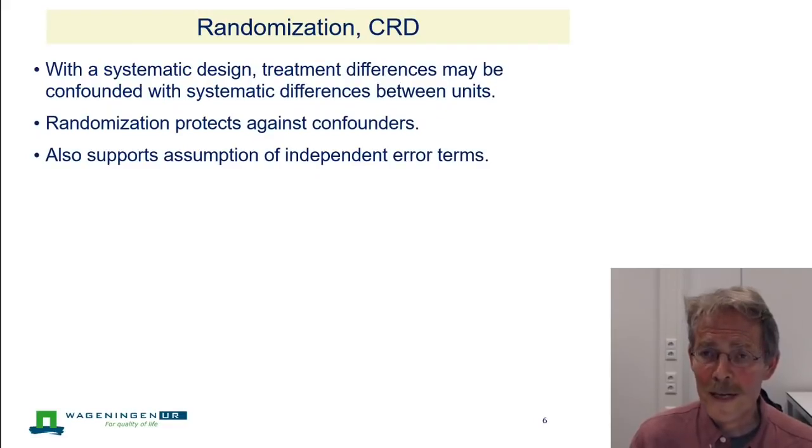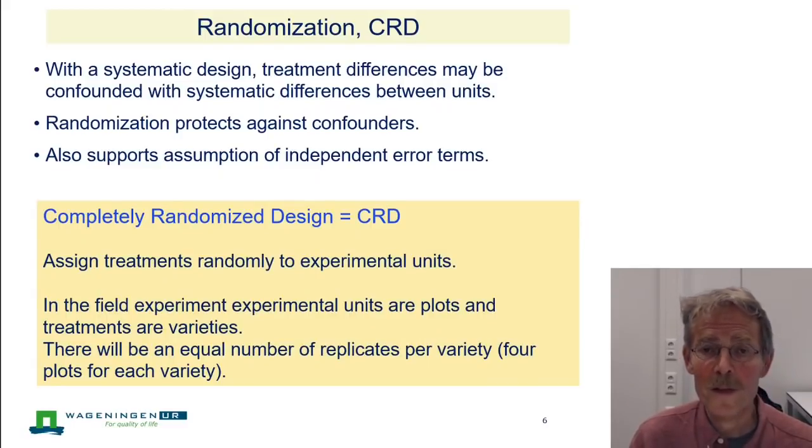Okay, so with a systematic design, treatment differences may be confounded with systematic differences between units. If you go for the row design with A in the first row, B in the next row, C in the last, and for one reason or another, maybe prevailing wind direction, the first row gets more wind than the last row, any differences you find are confounded with differences between rows. That cannot happen with randomization, of course. Also, if you randomize, the assumption of independent error terms epsilon in the model is supported as well. So there's a lot to say for randomization.